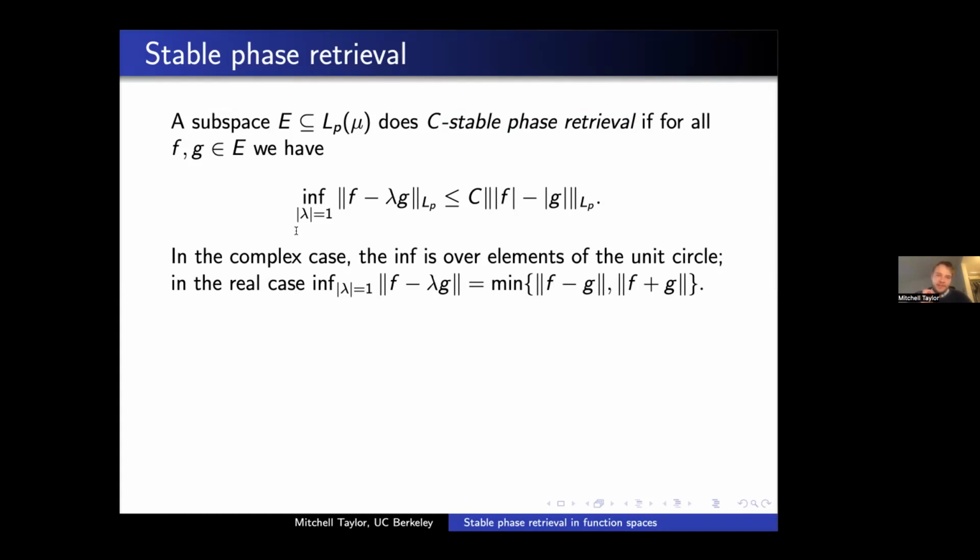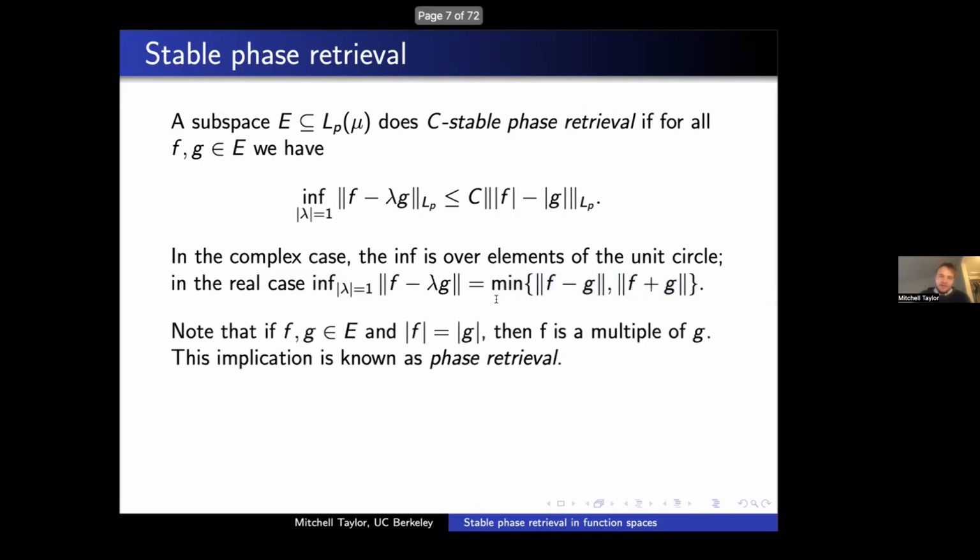But in the case of real scalars, so real valued functions, this inf is just a 2-point inf, because the only unimodular scalars are plus and minus 1. And so this inf reduces to just the minimum between the norm of f minus g and the norm of f plus g. And the fact that in the real case, you only have 2 ambiguities, whereas in the complex case, you have a whole circle of ambiguities, is what makes the complex case a lot more difficult.